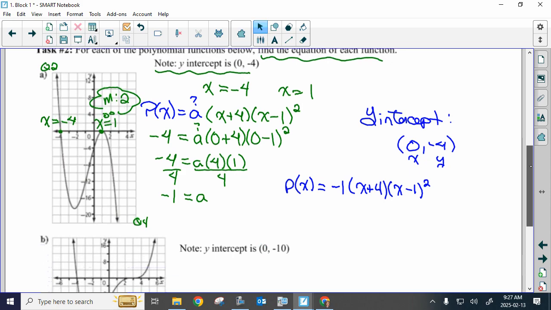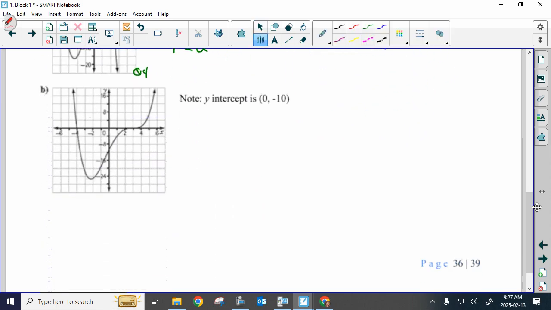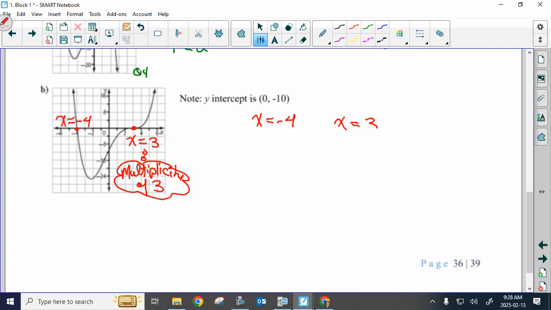So this right here, this at x equals 3, this is what multiplicity of 3 looks like. So I've got x equals 3, I've got x equals -4. If I'm going to bring it back to the factor, so x equals -4, x equals 3, bringing back to the factor, we've got x plus 4, and then I've got x minus 3, and this is multiplicity of 3.